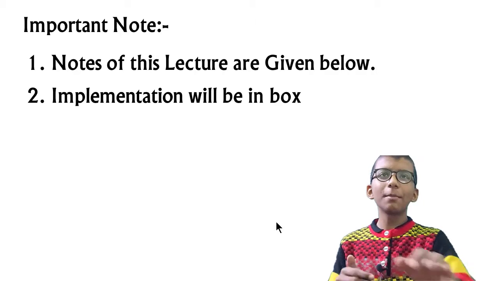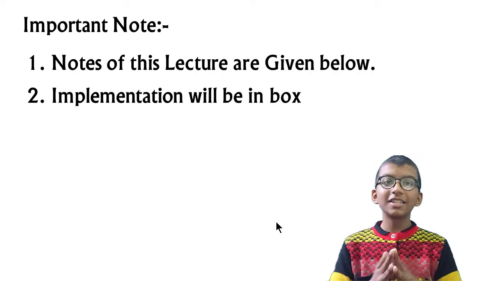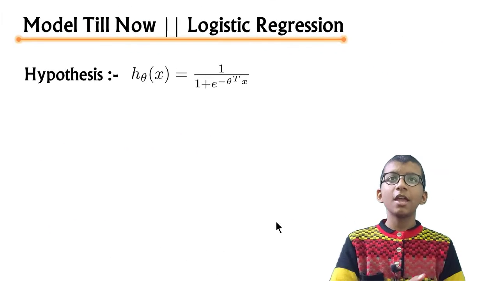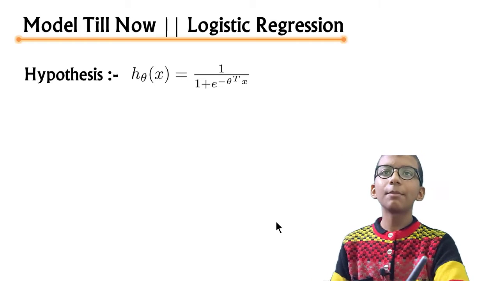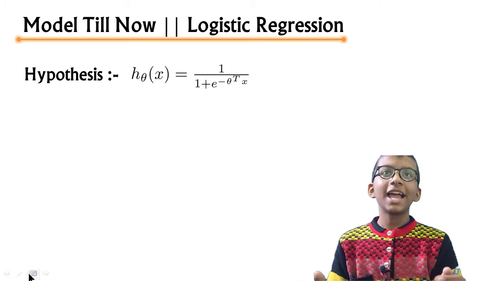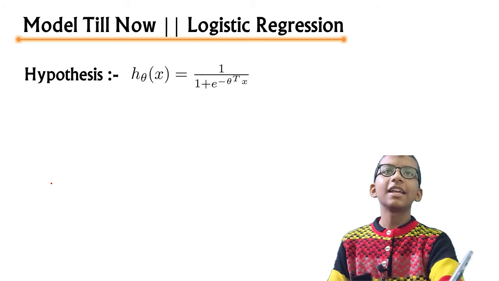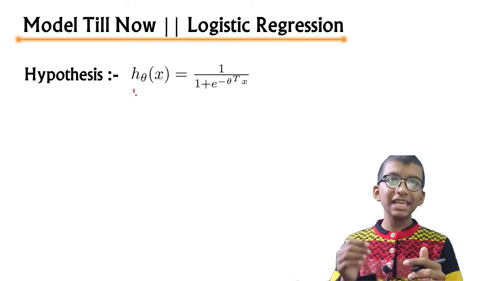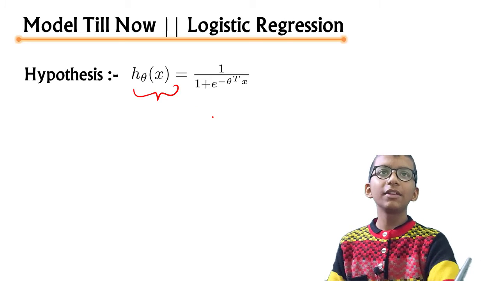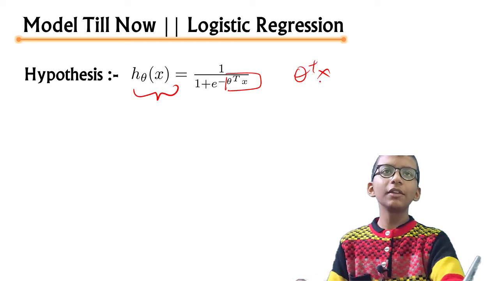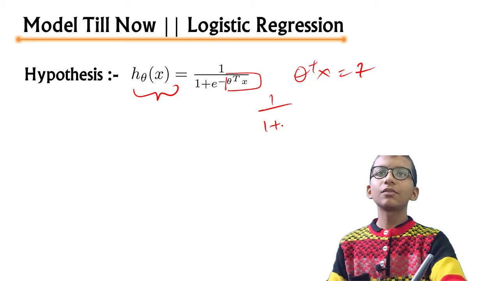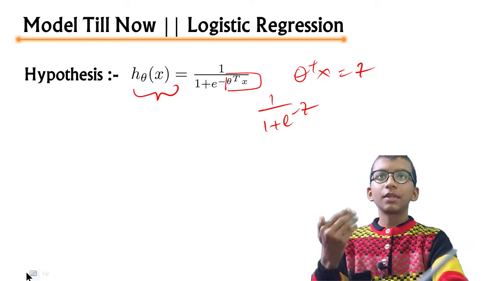Now let's actually talk about the model for logistic regression. First of all, we have our hypothesis, h of x, which is 1 by 1 plus e minus z, where z is theta transpose x. So usually we write 1 by 1 plus e minus z. That was the main thing of this hypothesis.